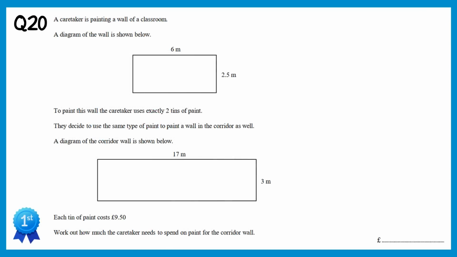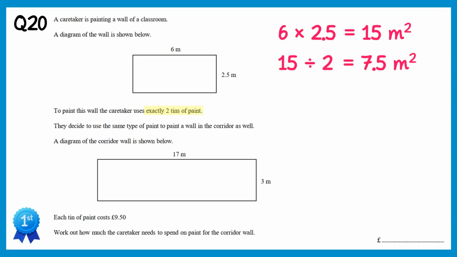In this question, we have a caretaker that uses 2 tins of paint to paint this wall. The area of the wall will be 6 meters by 2.5 meters, so 6 times 2.5, which is 15 square meters. So 2 tins of paint will cover 15 square meters of the wall. So if we do 15 divided by 2, we get 7.5 meters squared. This means that 1 tin of paint will cover 7.5 meters squared, or it's 7.5 meters squared per tin.